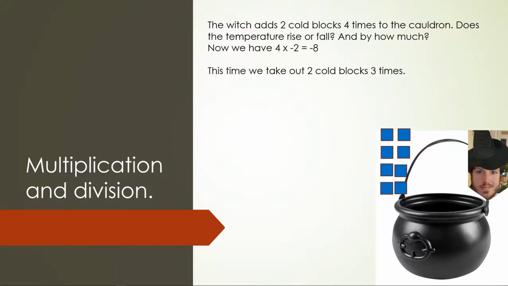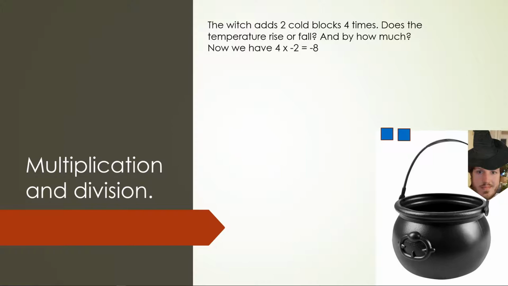Well, we now have exactly the same cauldron, but this time we take out 2 cold blocks 3 times. So we take out 2, another 2, and another 2. That leaves us with minus 2, which shows that the calculation minus 8 minus 3 times minus 2 equals minus 2. Why is that? Well, we first do multiplication. Minus 3 times minus 2 equals 6. We'll talk about why later. Then we're left with minus 8 plus 6 equals minus 2.